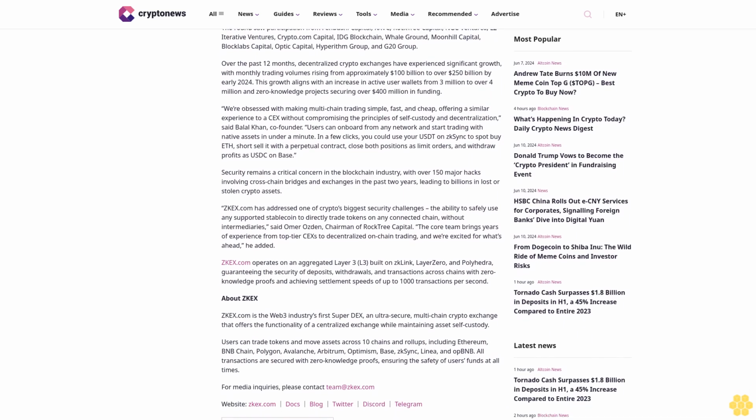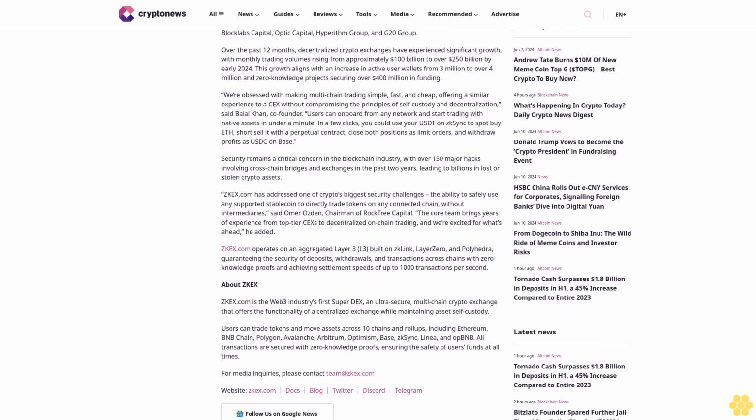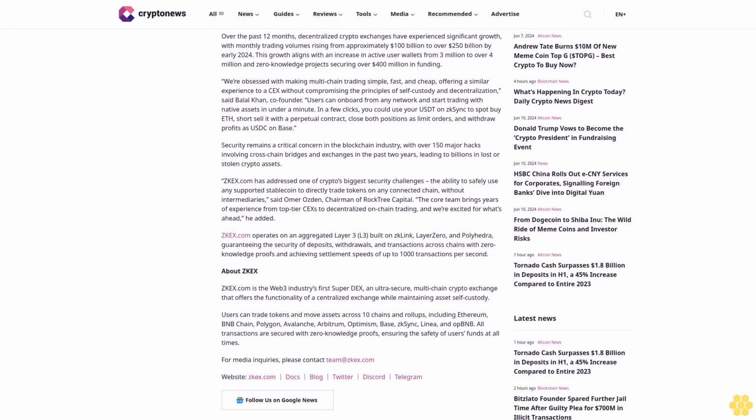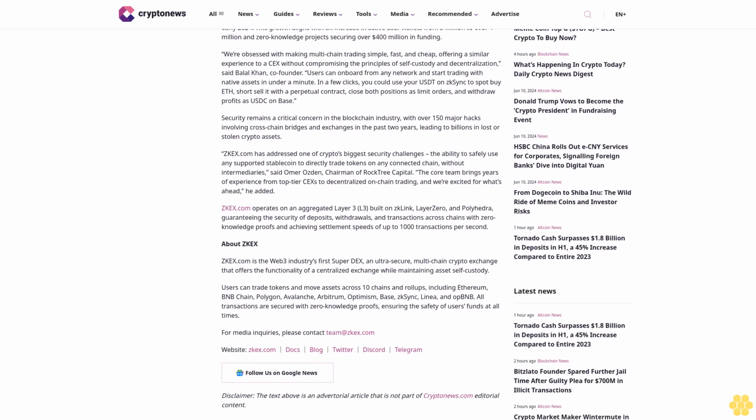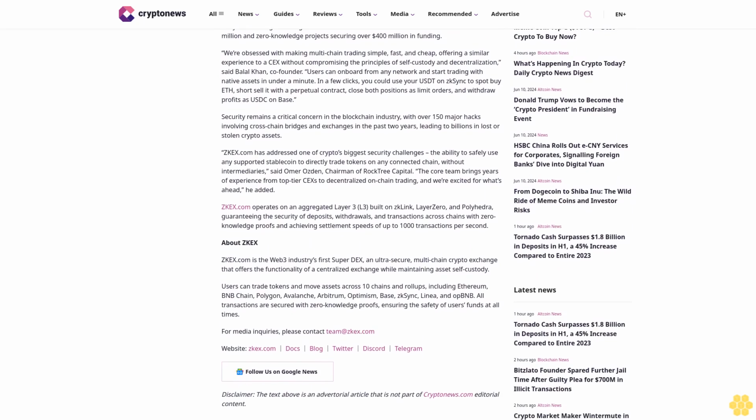The protocol is the first decentralized exchange, DEX, in the industry to address the problem of liquidity fragmentation across different blockchains by using zero-knowledge technology to create a secure unified trading layer. The round saw participation from Fenbushi Capital, KXVC, RockTree Capital, NGC Ventures, L2 Iterative Ventures, Crypto.com Capital, IDG Blockchain, Whaleground, Moonhill Capital, Blocklabs Capital, Optic Capital, Hyperithm Group, and G20 Group.